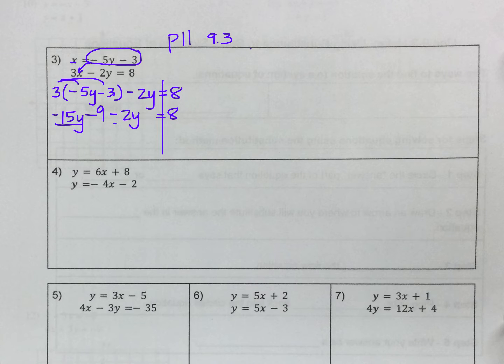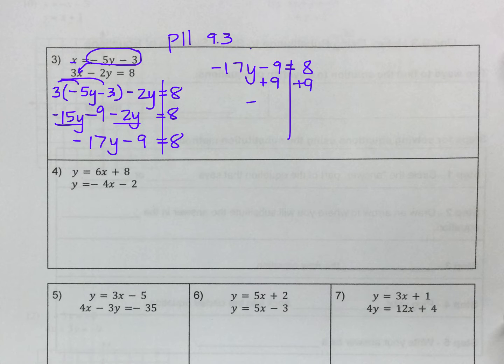We will put these guys together because they have the same last names. Negative 17y minus 9 equals 8. Then we will move our 9. And negative 17y equals 17. We're going to divide by negative 17, so y equals negative 1.